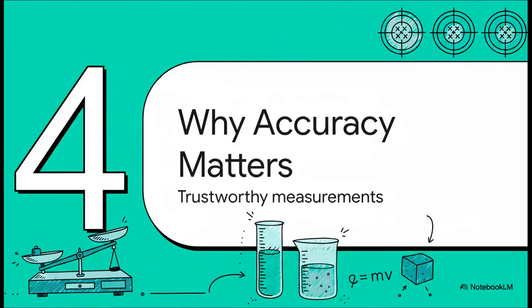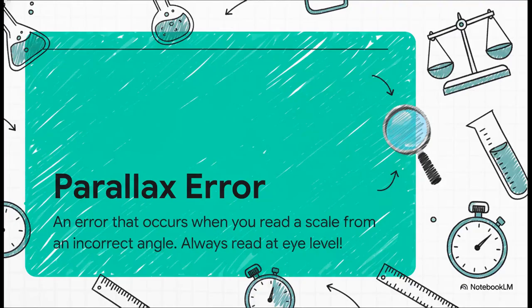So we know how to measure things, but that's really only half the story. Getting a number is one thing, but can you trust that number? This is where accuracy comes in, and it's absolutely crucial. Okay, here's a pro tip to avoid one of the most common mistakes out there. It's called parallax error. It happens when you look at a scale, like on a measuring cylinder, from an angle instead of straight on. It can totally throw off your reading. The fix is so simple. Just get down to eye level with the measurement, every single time.